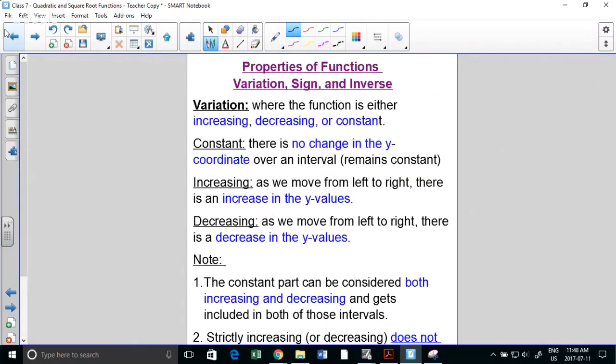Then we have the variation, where the function is either increasing, decreasing, or constant. Constant means there's no change in the y coordinate. Increasing means, as we always remember, that we read the graph from left to right. So as we move from left to right, there's an increase in the y values. And if it's decreasing as we move from left to right, the function's going downwards, so there's a decrease in the y values.